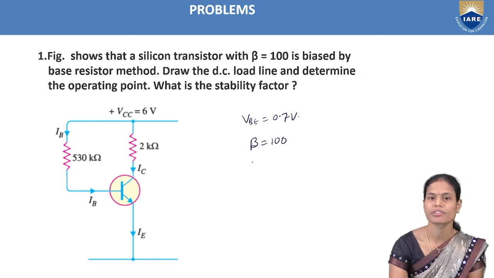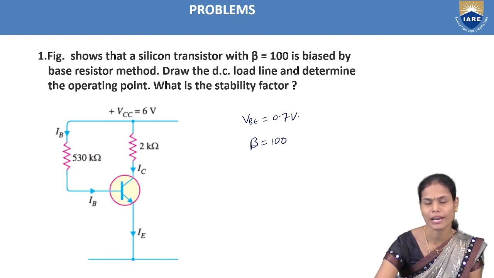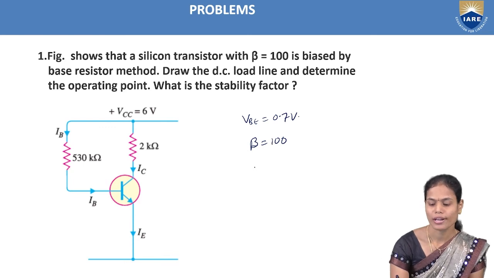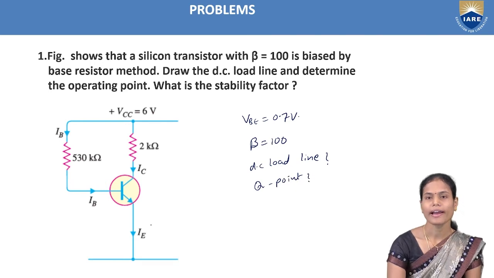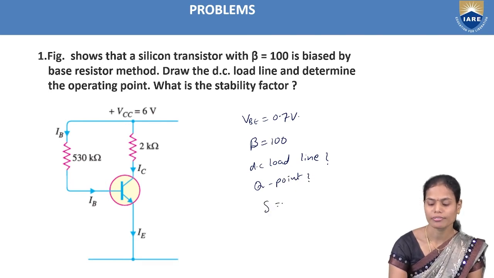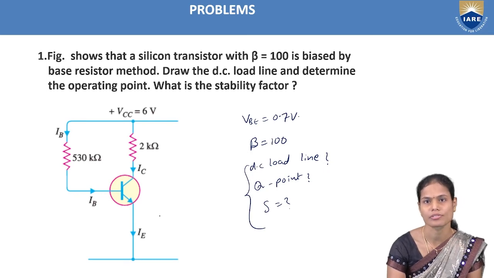The current amplification factor is 100. The circuit is biased by the base resistor method, that is nothing but the fixed biasing method. For this, draw the DC load line and determine the operating point, that is nothing but the Q point. And what is the stability factor? So we need to find these three parameters from the given circuit.